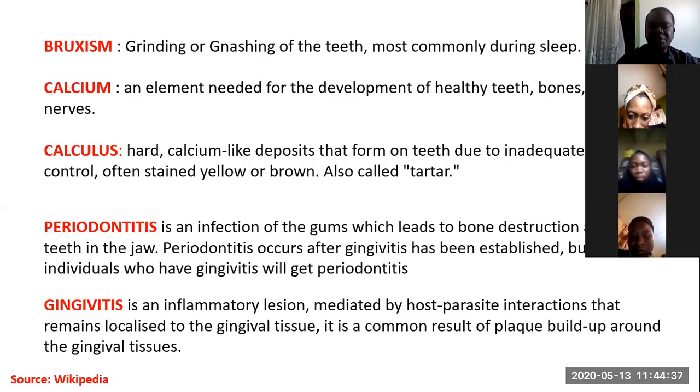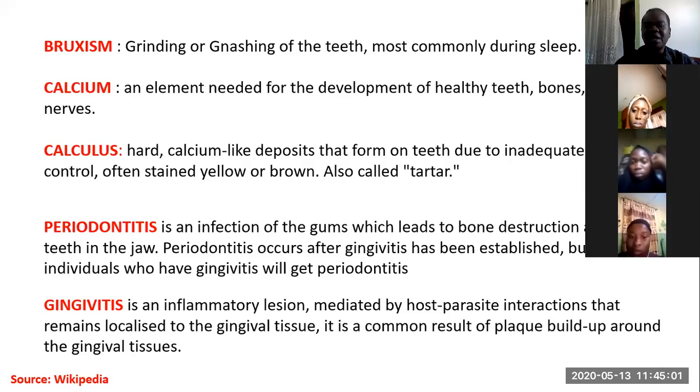Then we have calcium as an important component of a healthy tooth. We have phosphorus as well. These are part of a healthy tooth. This is part that should not be missing. This is what our food should contain so that our teeth will remain healthy. Then, of course, calculus is a disease in the mouth. It's a hard calcium-like deposit that covers the teeth, that can stain the teeth, that can cause the teeth to be lost.